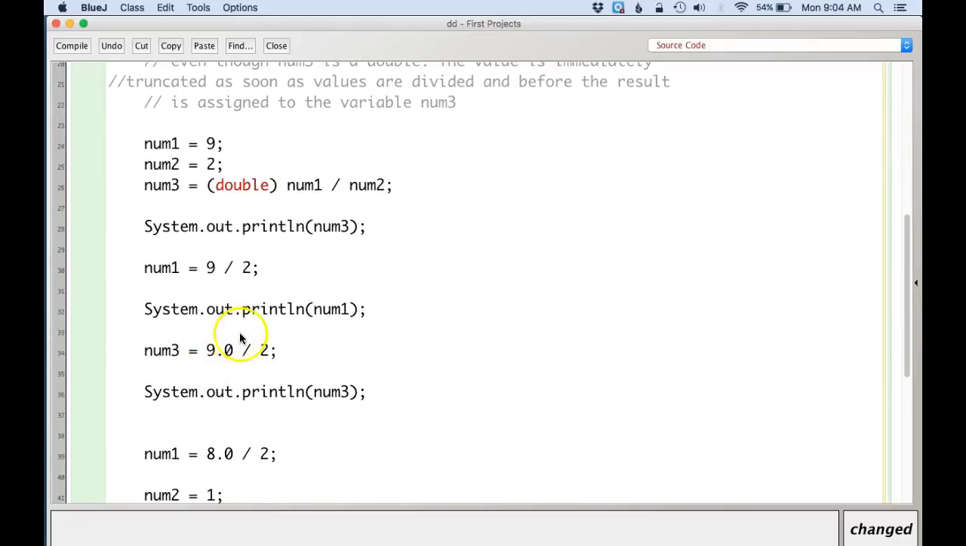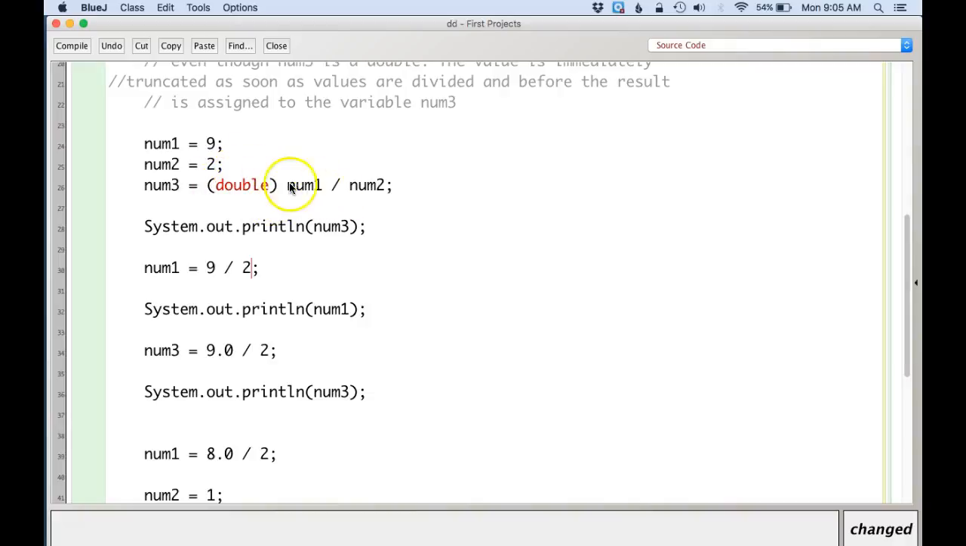Now, we've done down here where we fixed the problem by putting a 0.0 on it. So we could have put a 0.0 on the 9, we could have put a 0.0 on the 2, and that would have made it so that 4.5 shows up. But what happens when it's a variable? And you can't change it here, so it's like it's someone's input, or you have test grades and you want an average decimal test grade, but all the test grades are integers.